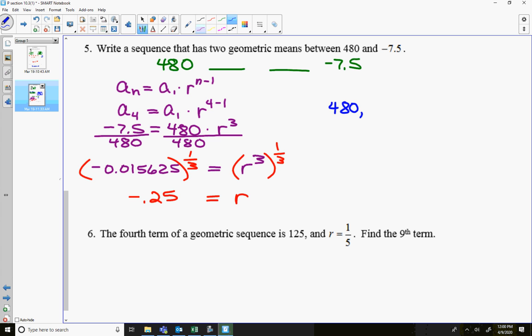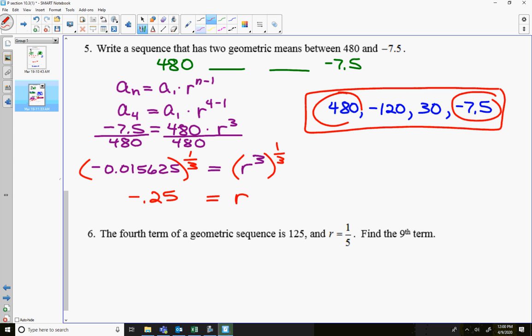first term of the sequence is 480. Multiply by negative 0.25, or a negative 1/4, and we would get negative 120. Now multiply that again by negative 1/4 and that will get us a positive 30. Multiplying that by negative 0.25 gets us a negative 7.5, and we are good because our fourth one matched, so we didn't screw up anywhere in our arithmetic, but the whole sequence is the answer to the problem.